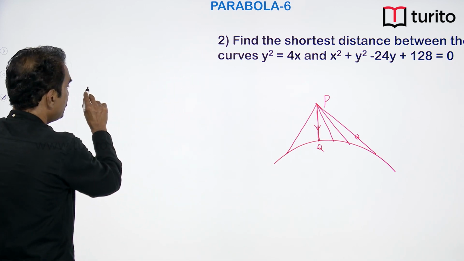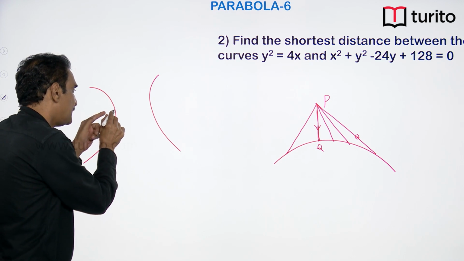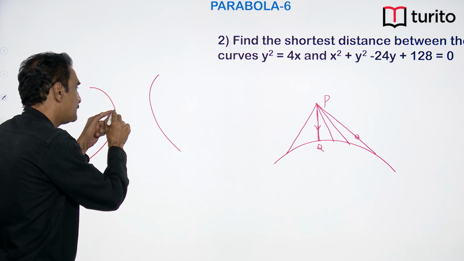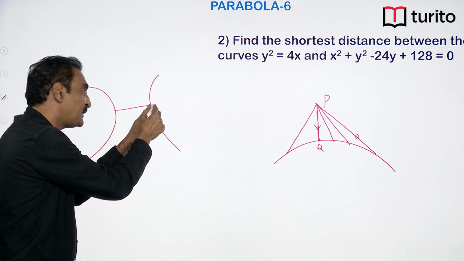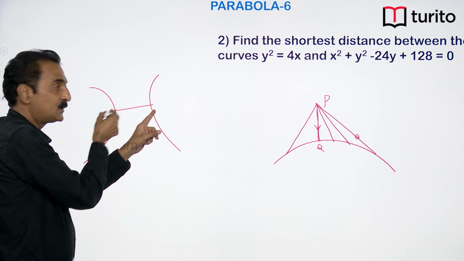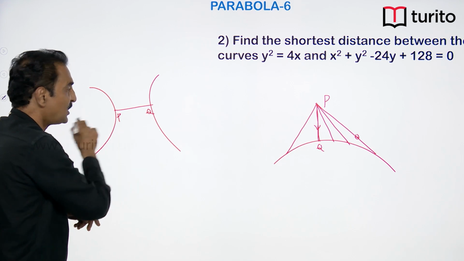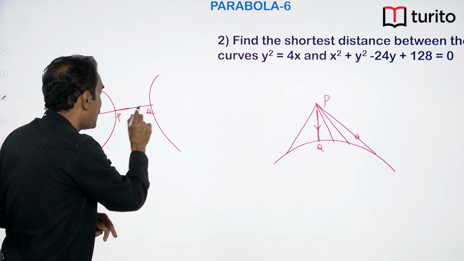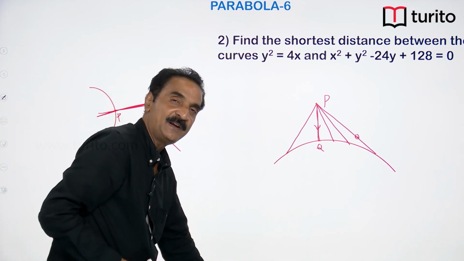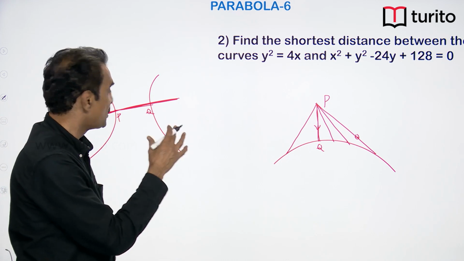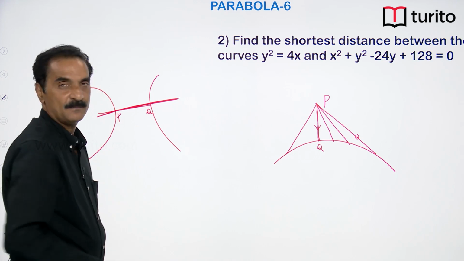Suppose you want to find the shortest distance between two curves, then from any point on this curve, if you want to move on to the other curve, you should move normal to it. Similarly, from any point on this curve, if you want to come on to this curve, you should move normal to this. That means, if PQ is the shortest distance, then PQ is a common normal. It should be a normal to both the curves. So, this is the idea of finding shortest distance between any two curves. You should draw the common normal.